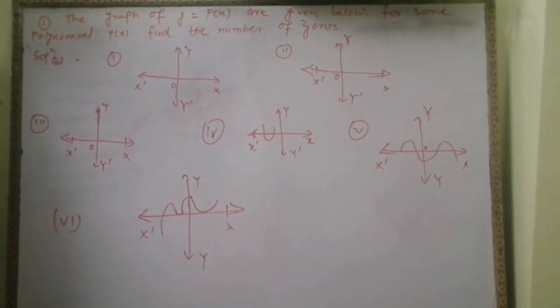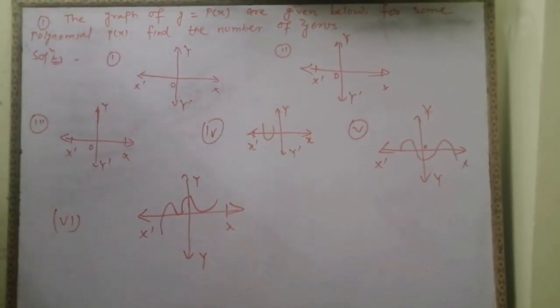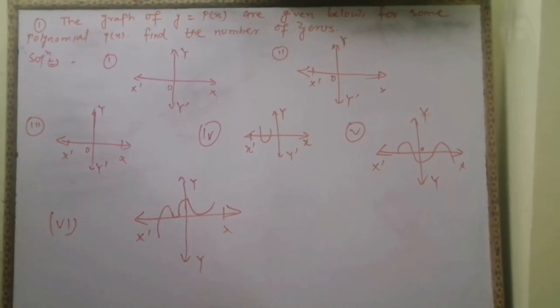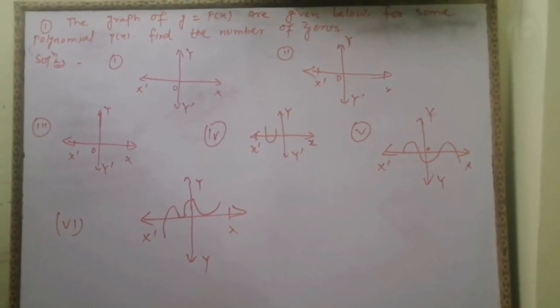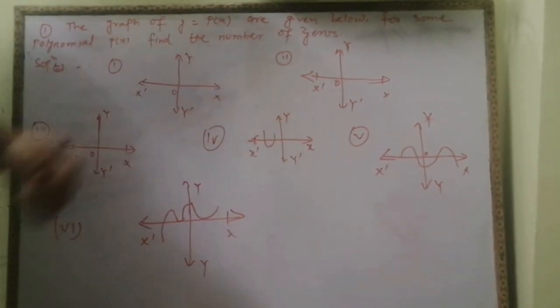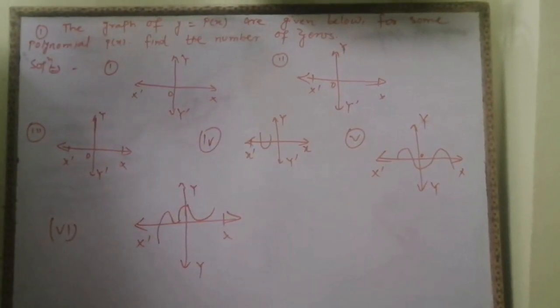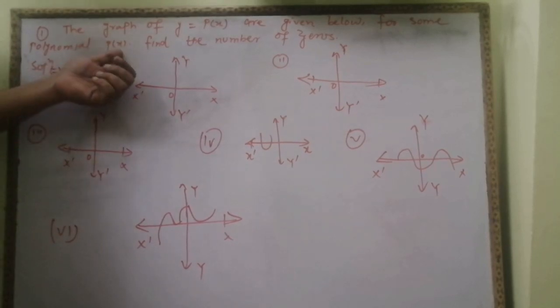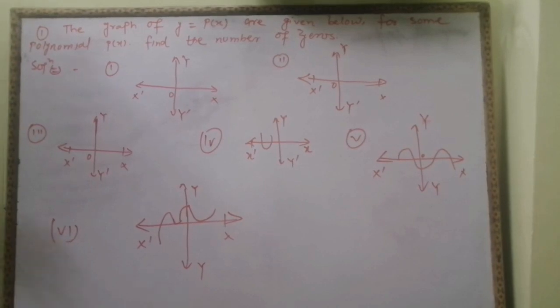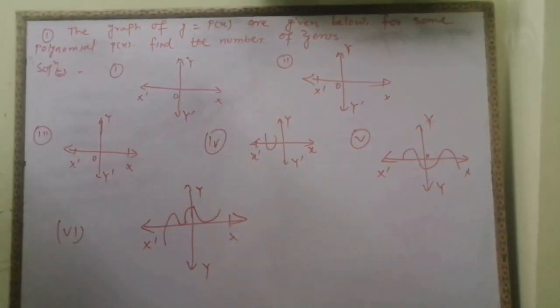Now today I will discuss exercise 2.1 from the NCERT book. Here, exercise 2.1, question number 1: the graph of y equals p(x) is given below. For some polynomial p(x), find the number of zeros. Here you have to find the number of zeros.